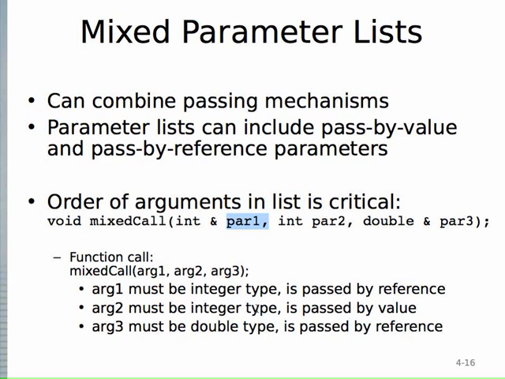This one is integer type and it's passed by value. Arg3 must be double. Of course, there's automatic type conversion too. So the general rule would be that whatever you pass in here, that is arg1, arg2, arg3, should be assignment compatible.